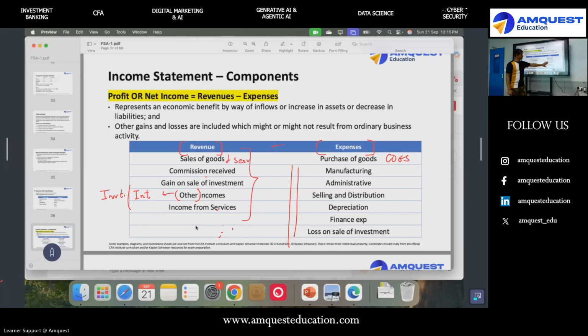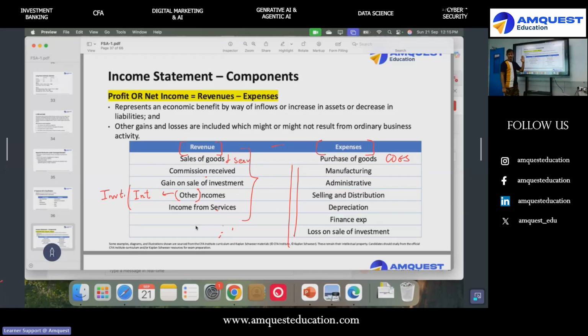You cannot remove a line. You can't say, okay, I show depreciation in admin. No, depreciation deserves a separate line. Finance expense deserves a separate line. These are bare minimum. If you feel you want to add more lines because they're important, you can add them or show them as other expenses. Are we clear? So learn the breakup.